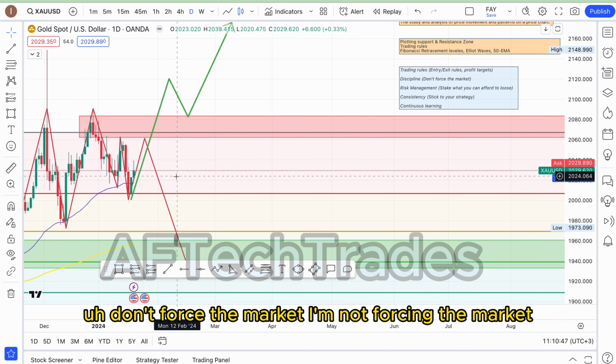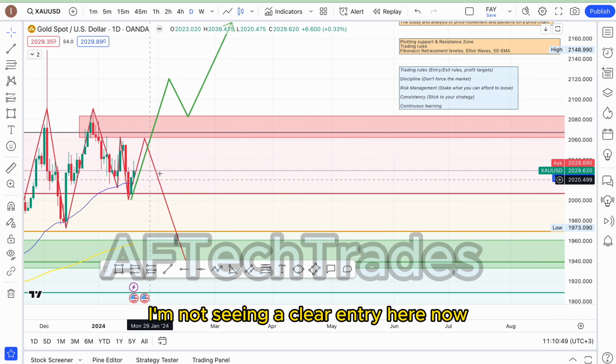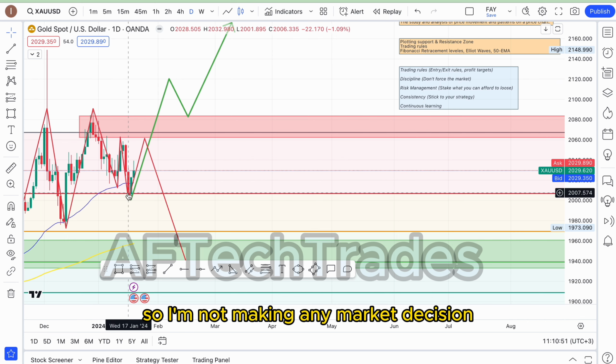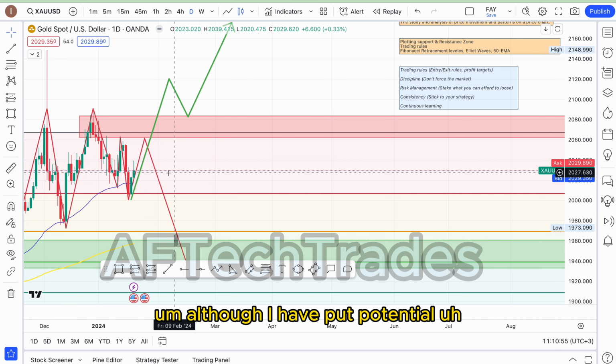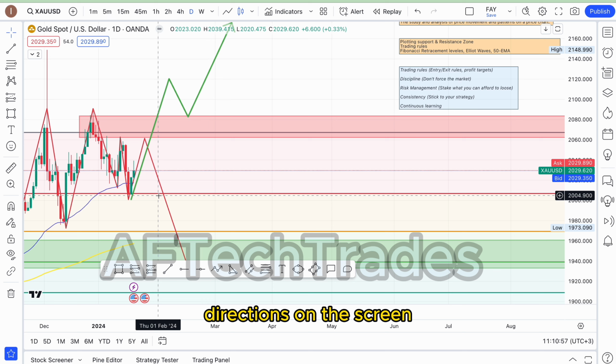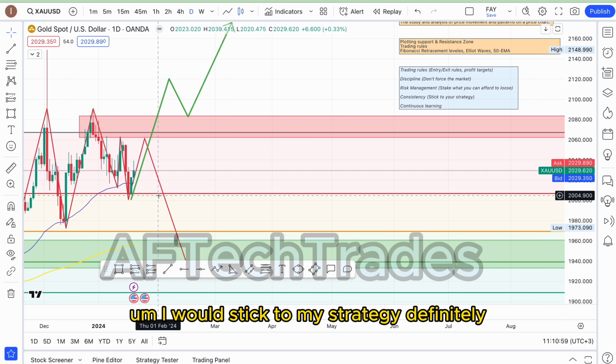Don't force the market. I'm not forcing the market. I'm not seeing a clear entry here now, so I'm not making any market decision, although I have put potential directions on the screen. I would stick to my strategy definitely.